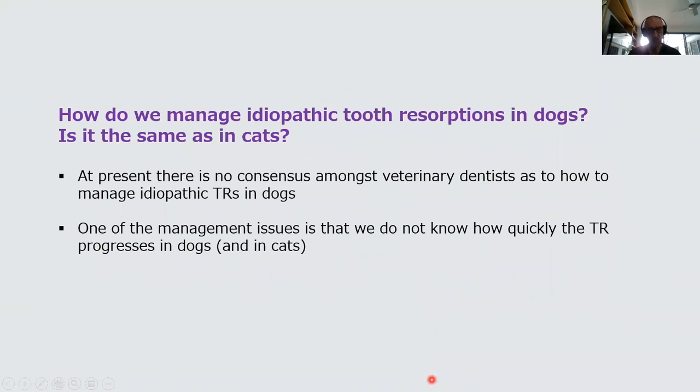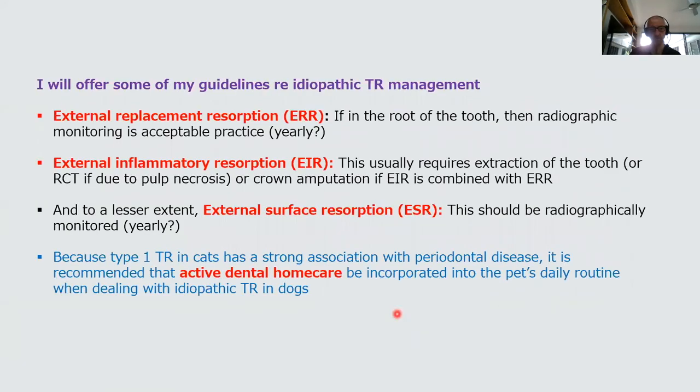How do we manage idiopathic tooth resorption in dogs, and do we manage it the same way as in cats? At present, there's no consensus amongst veterinary dentists as to how to manage these types of resorptions. One of the management issues is we do not know how quickly the tooth resorption progresses in dogs and cats. Hopefully studies will come out looking at the progress of these lesions, but at the moment we don't know. These are my thoughts, or my guidelines, on how we manage these.